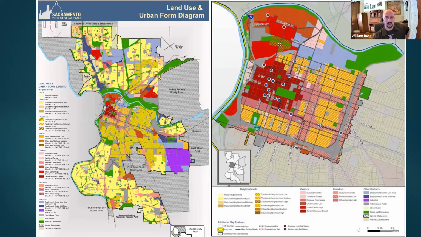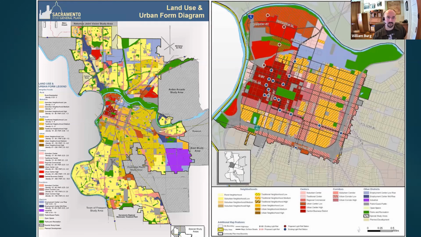And so on this map, this is an urban form diagram of the current city plan. And you can see most of it is this light yellow color. That's suburban neighborhood low and traditional neighborhood low, maximum 8 units an acre. Generally 3 to 8. So almost all single family homes. In certain situations, you can do duplexes on corners, but that's really the predominant housing form that is allowed in almost all of the city.